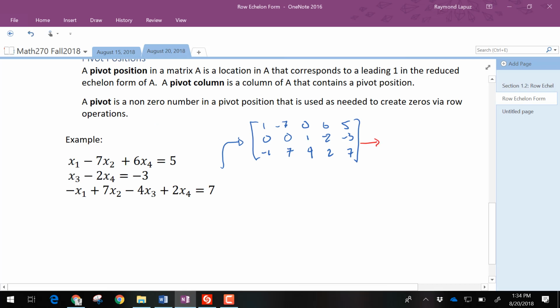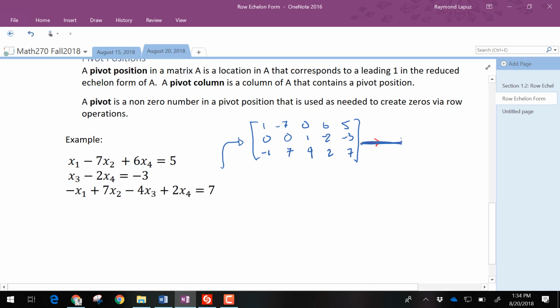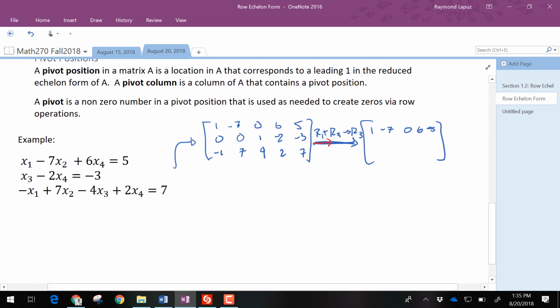So let's say I need a longer arrow. I want to multiply the first row by 1 and add it to the third row and replace the third row. So that means everything else will stay the same. I have 1, negative 7, 0, 6, and 5 stays the same. And then the second row stays the same.